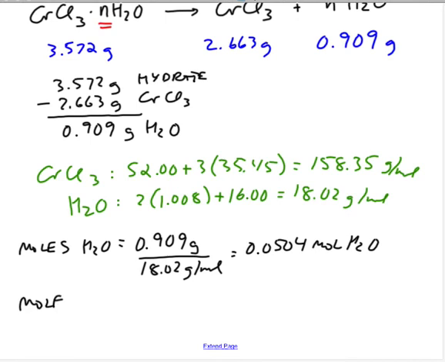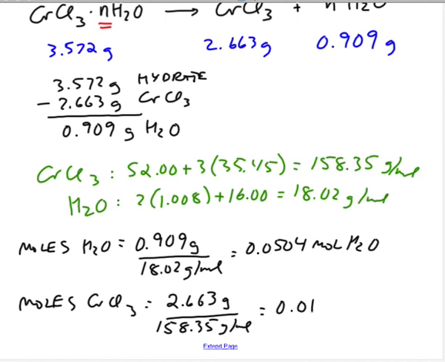My moles of chromium-3 chloride are 2.663 grams. Make sure you use the mass of the anhydrous salt, not of the hydrate. Divide that by 158.35 grams per mole, and I get 0.0168 moles of chromium-3 chloride.